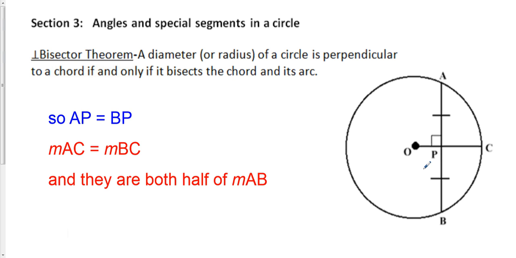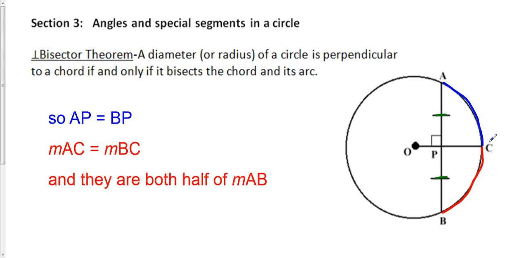It's saying that if this radius from O to C is perpendicular to this chord AB, and that kind of shows right here, they're perpendicular, that means AP is equal to BP, and they show that with these extra tick marks here. What else is that telling us? Well, it tells us that the measure of this arc A to C, remember this is measured in degrees, equals the same as this one, BC.